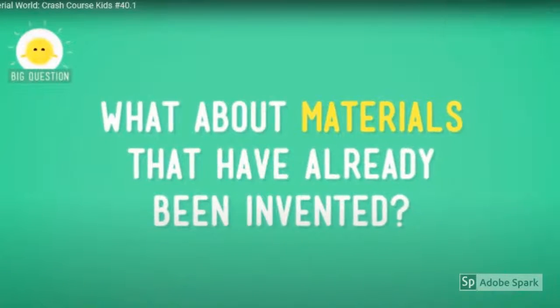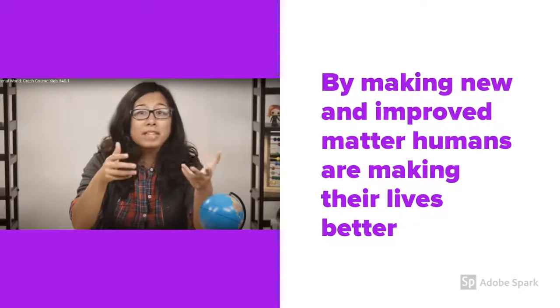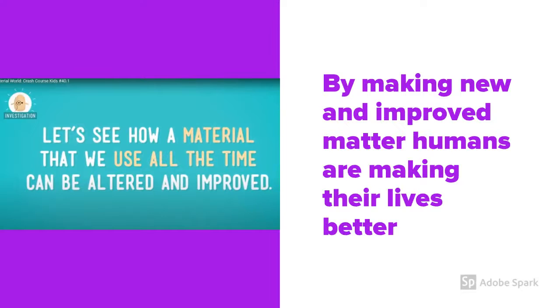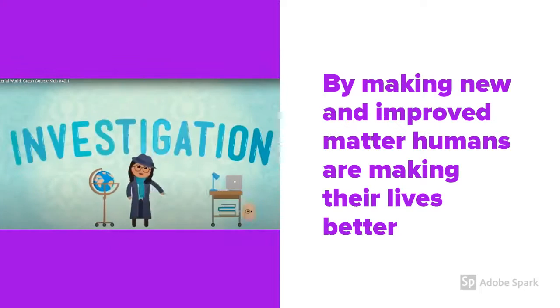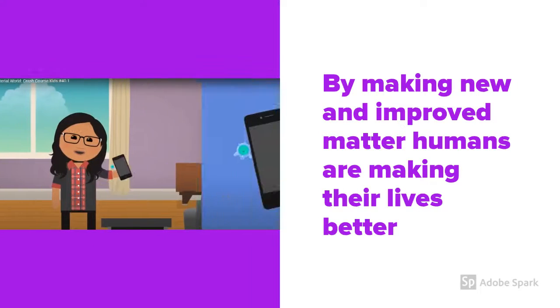But what about materials that have already been invented? Can we do anything to improve those? And maybe this time with a more modern example. Let's see how a material that we use all of the time can be altered and improved. In animation form, of course. Say hi to little Sabrina. Look at her tiny, cute cell phone.